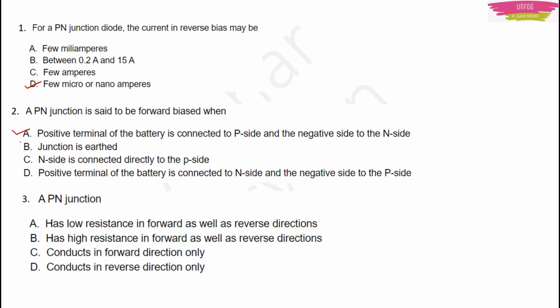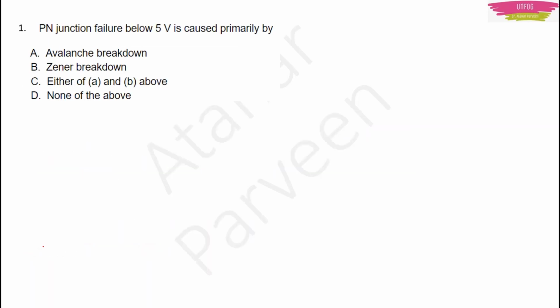Next question. A PN junction has a low resistance in forward as well as reverse direction, high resistance in forward as well as reverse direction, it conducts in forward direction only, it conducts in reverse direction only. A PN junction diode will conduct in forward bias only. Next question. A PN junction failure below 5 volts is caused primarily by... below 5 volts means it should be Zener breakdown. Then again, more than 5 volts means it will be avalanche breakdown.